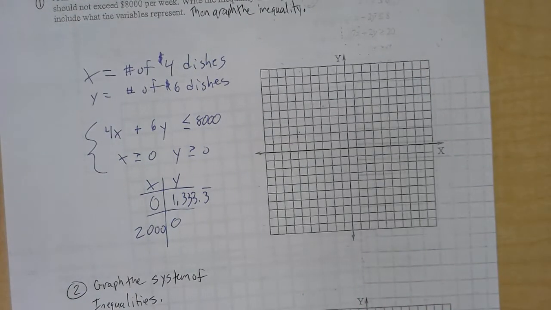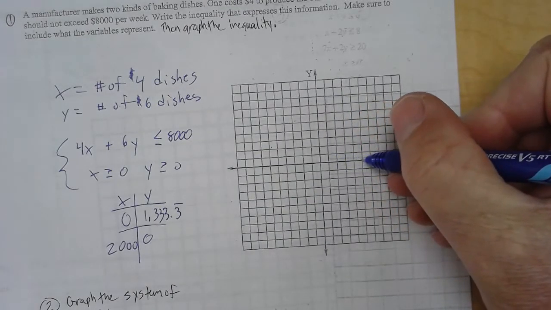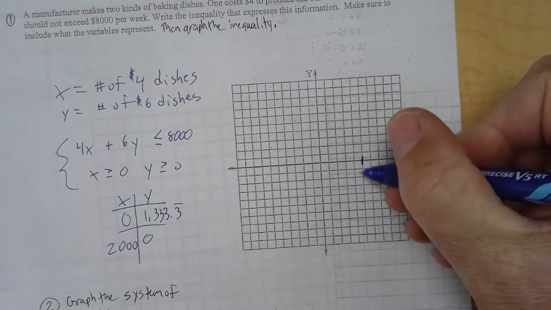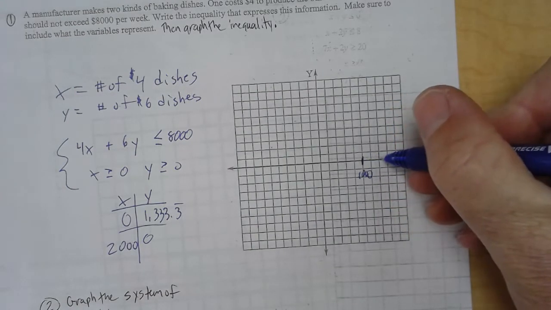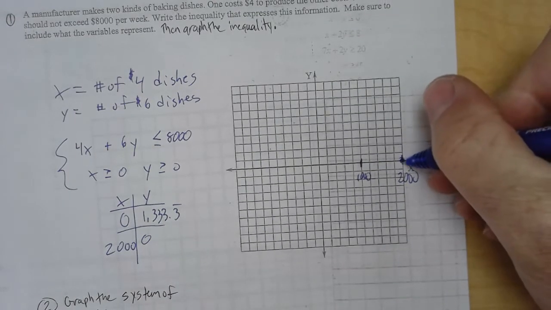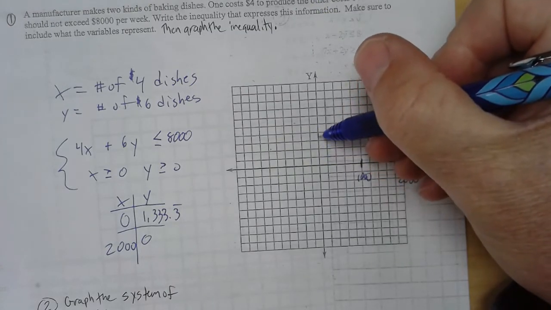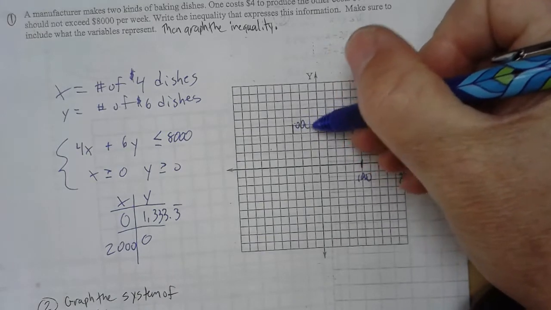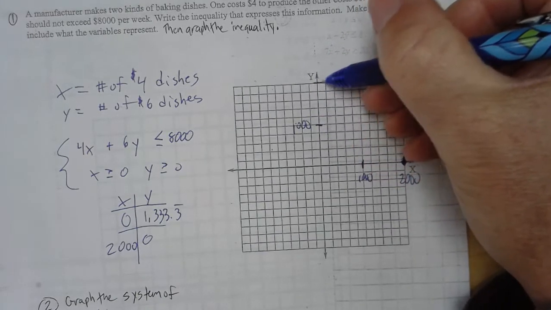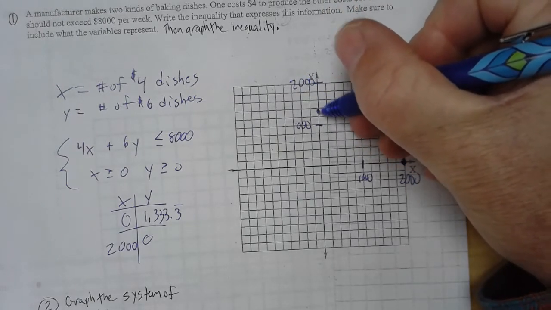I can count by 200s, which would be 10 spaces. So 200, 400, 600, 800, 1,000, that'd be 1,000. Then 200, 400, 600, 800, 1,000, that'd be 2,000, so 2,000, 0 is right there. And then going up, 200, 400, 600, 800, 1,000, 1,200, 1,400, so 1,333 would be about there.